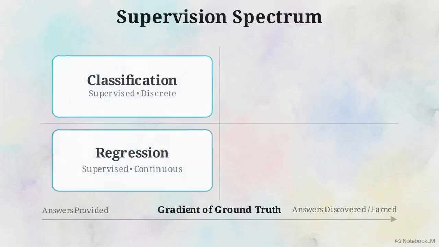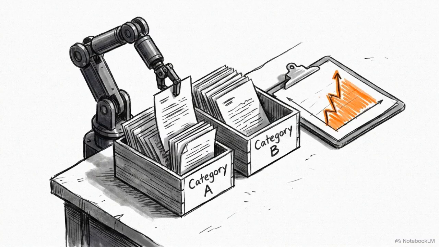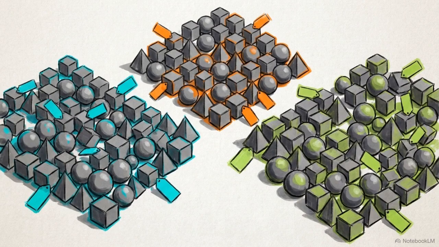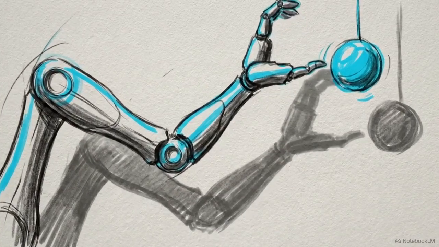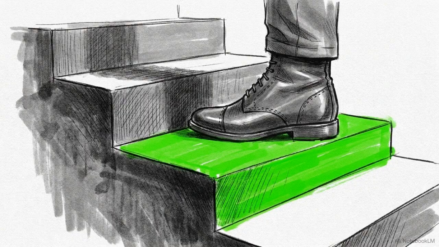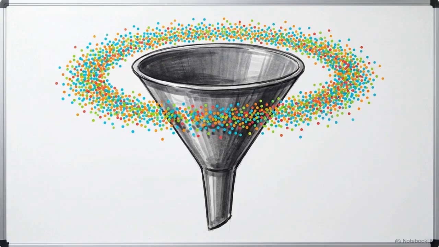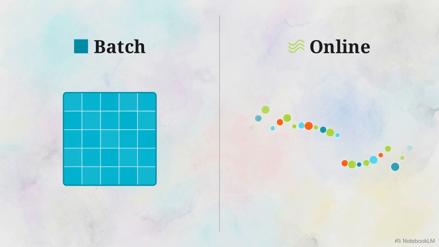Looking again at the supervision spectrum, the full landscape becomes clear. If you have ground truth in your data, you use supervised classification or regression to predict. If you only have raw features, you rely on unsupervised clustering to discover. And if you are operating inside an interactive environment rather than a static spreadsheet, you deploy reinforcement learning to optimize a policy. Mastering this supervision taxonomy is only step one. The next critical engineering decision is evaluating how these models actually ingest all this data, whether it is processed all at once in massive, discrete batches or updated dynamically on the fly.